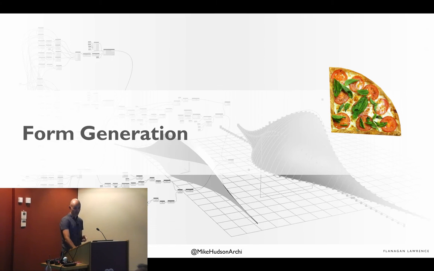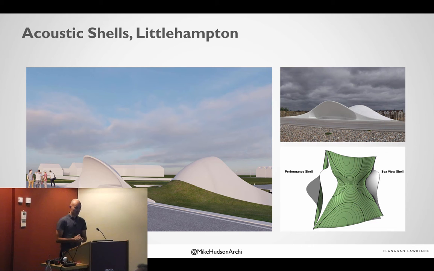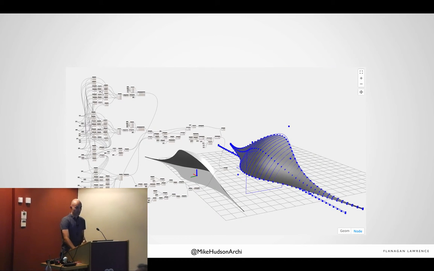So if we get on to form generation, this is one of our projects, the Acoustic Shells, down in Littlehampton on the south coast. It's two concrete shell forms, and we started in about 2012, and we used a very, very early version of Dynamo to basically go, let's see if we can make the shape, because you can't draw that shape in Revit. That was how we started.